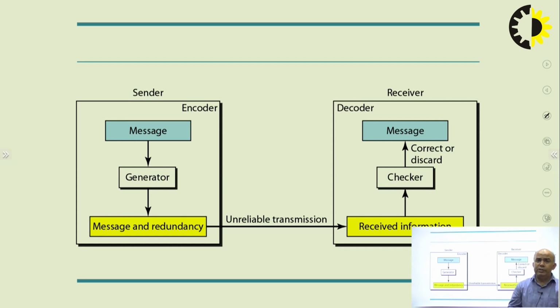In order to check it, the receiver checks against the code words that are used by the sender. If the message is in the correct format, they accept the message and forward it to the upper layer, that is the network layer. If the message is not correct, in that case the message will be discarded.